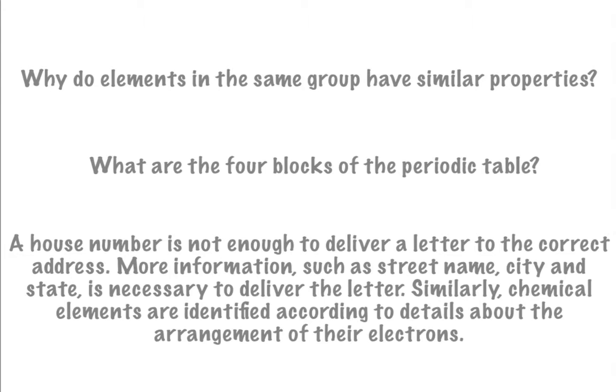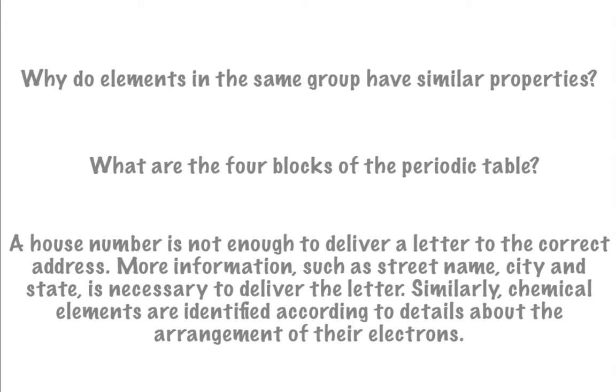Like a house number is not enough to deliver a letter to the correct address. More information such as a street name, a city, a state is necessary to deliver a letter. Similarly, chemical elements are identified according to details about the arrangement of their electrons. So the number of electrons and where those electrons are arranged are like giving the address or the exact location of an element on the periodic table.